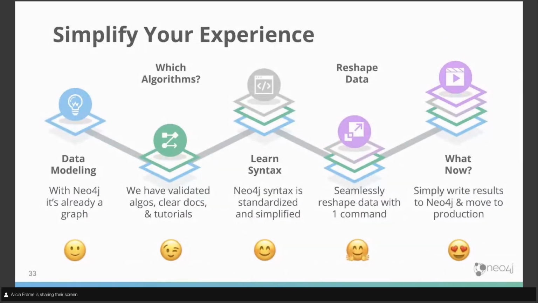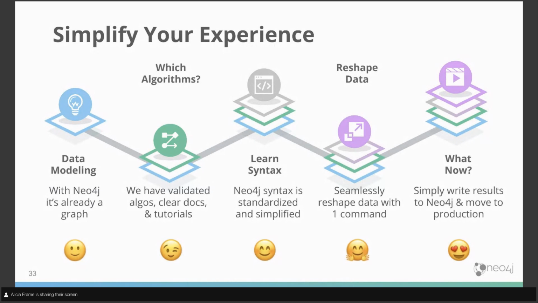When we talk about using Neo4j, we've really tried to simplify the experience. So you're not worrying about data modeling. With Neo4j, your data is already in a graph. When you're looking at which algorithm to use, we have 5 clear categories. We have spent a lot of time with customers validating the algorithms, making sure we support the most valuable ones with all the features you need. We have clear documentation and tutorials. The syntax is easy and standardized, so it's not a huge burden to learn, and we have tools to help you get started. When you need to reshape your data, it's not building an ETL pipeline.